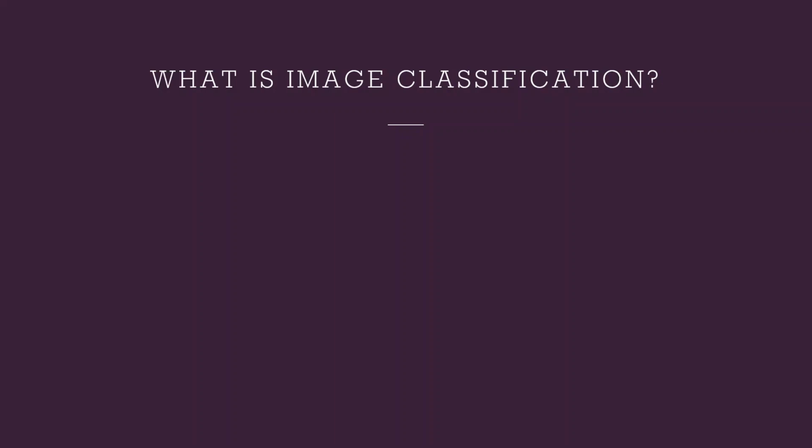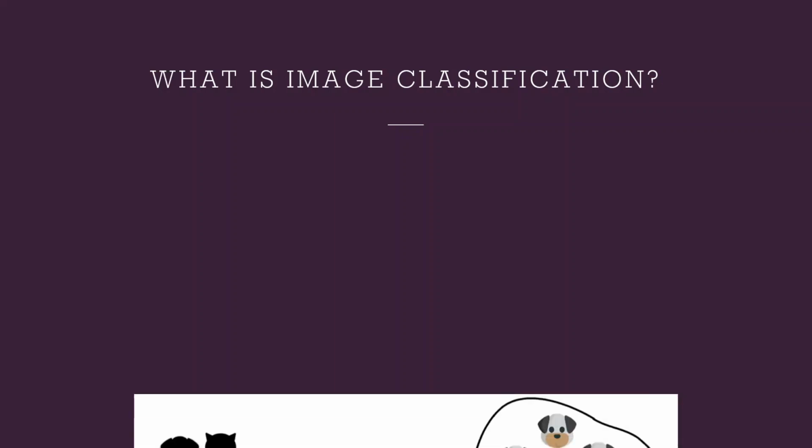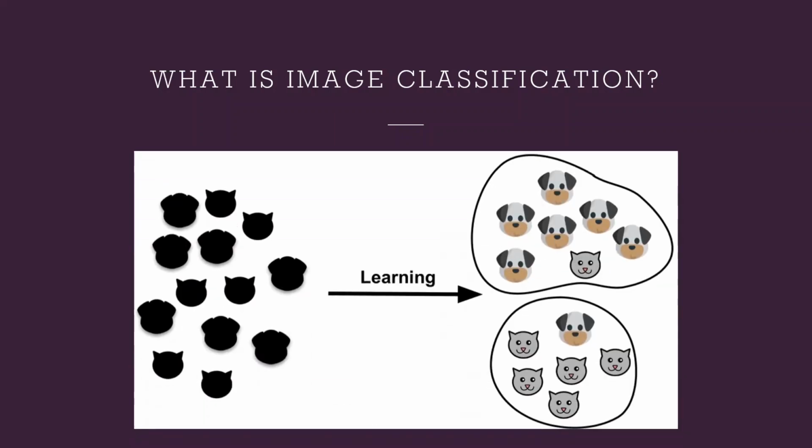Image classification is the process of taking an input image and categorizing it into one of several classes. Here you can think of these as different images, and this is your CNN model. When you pass different images through the CNN model, the model should be able to classify them into cats and dogs.